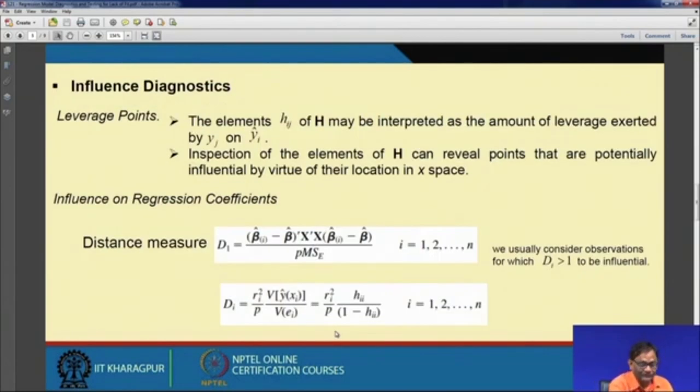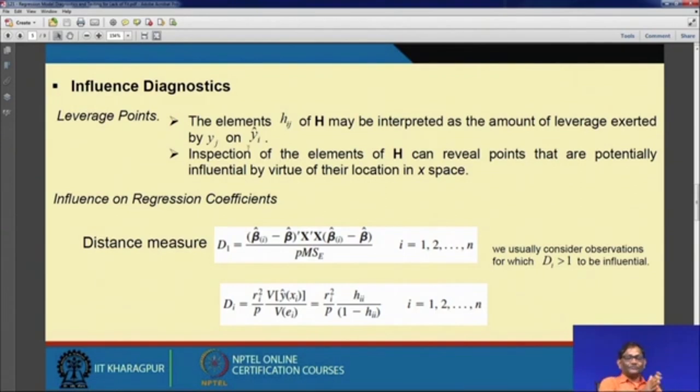Now come to the influence diagnostics, or influential observations. Here one is the leverage point. What is the leverage point? The elements h_ij, this should be h_ij, of H may be interpreted as the amount of leverage exerted by y_j on y_i. Inspection of the elements of H can reveal points that are potentially influential by virtue of their location in the x space.